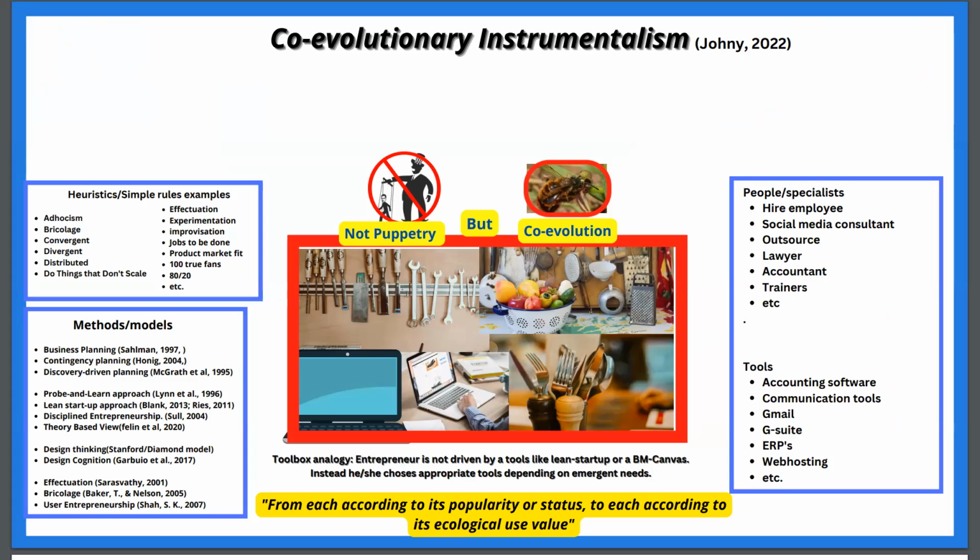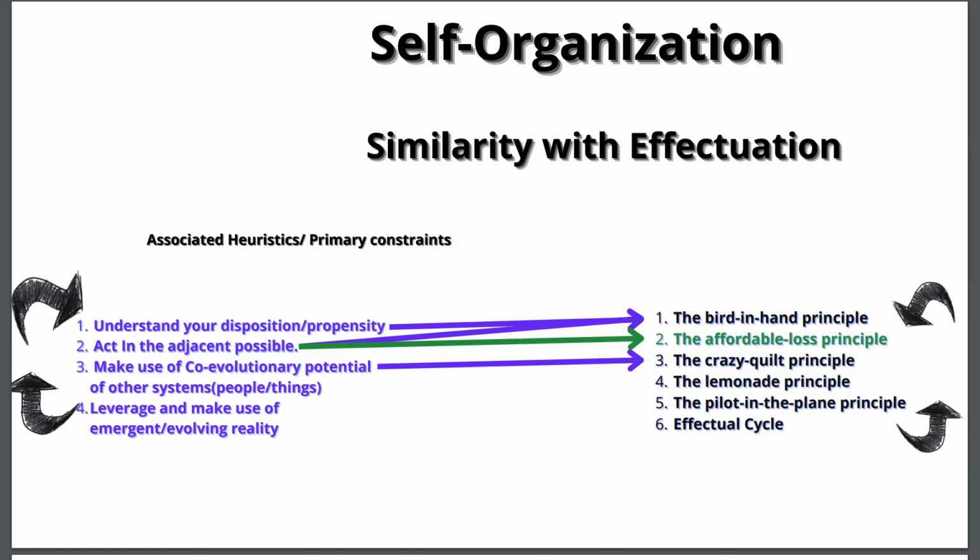Now, to conclude, this solves a lot of problems in the domain of entrepreneurship. There is no need for long debates to promote a particular model instead of another one. No matter how much we try, because the system we are talking about is a complex self-organizing system that operates with the fundamentals of evolutionary dynamics, it has an inherent tendency to select appropriate tools and models instead of being prescribed by a top-down order. So here, it almost rhymes with a Marxian slogan, from each according to its popularity or status to each according to its ecological use value. So this has been a long introduction to the idea of the co-evolutionary dimension.